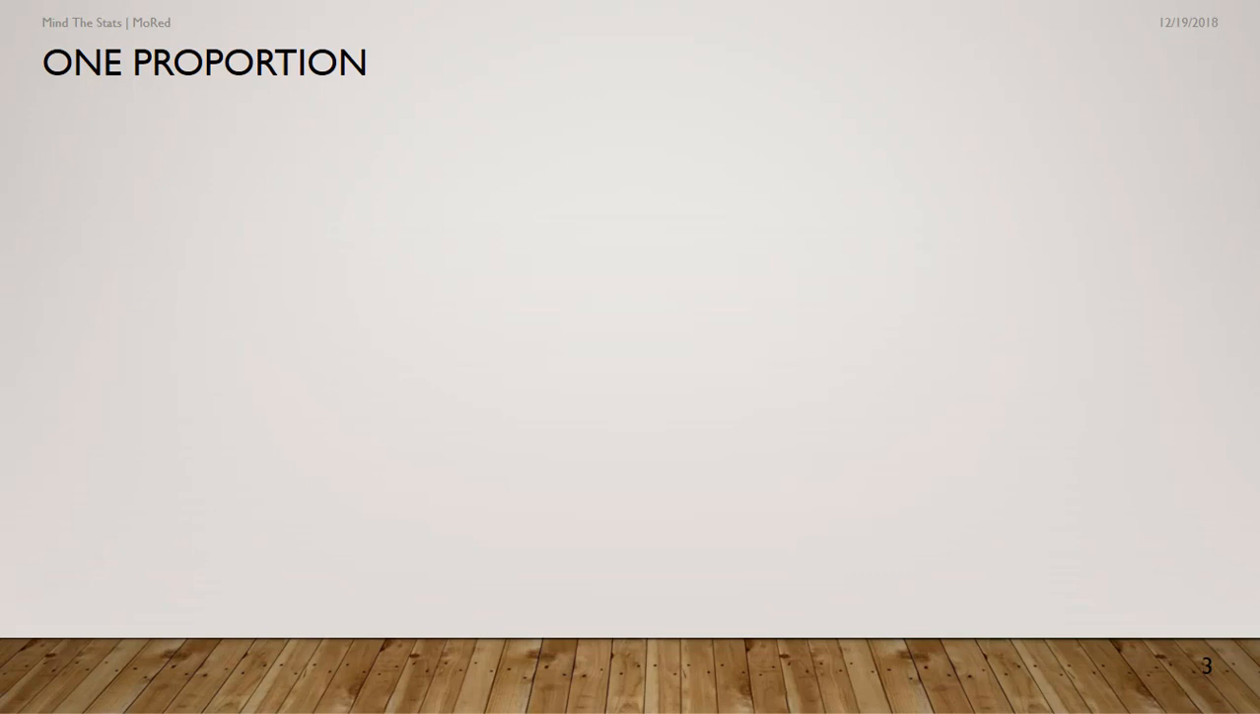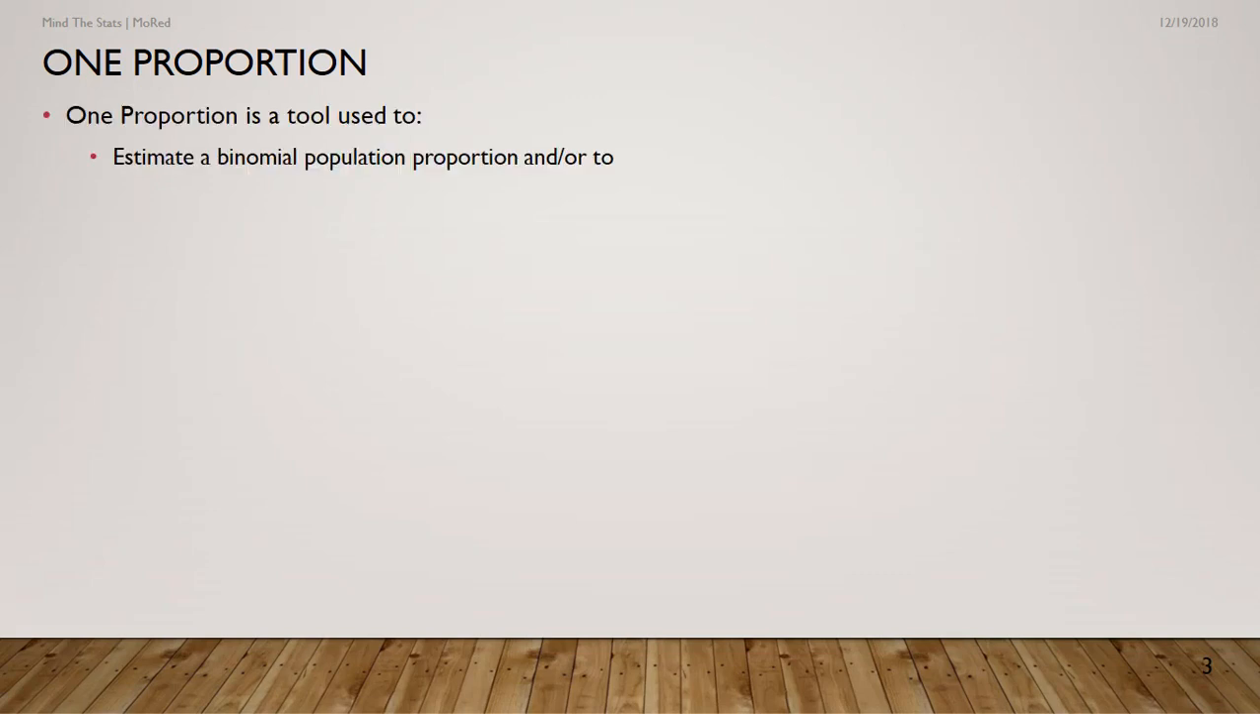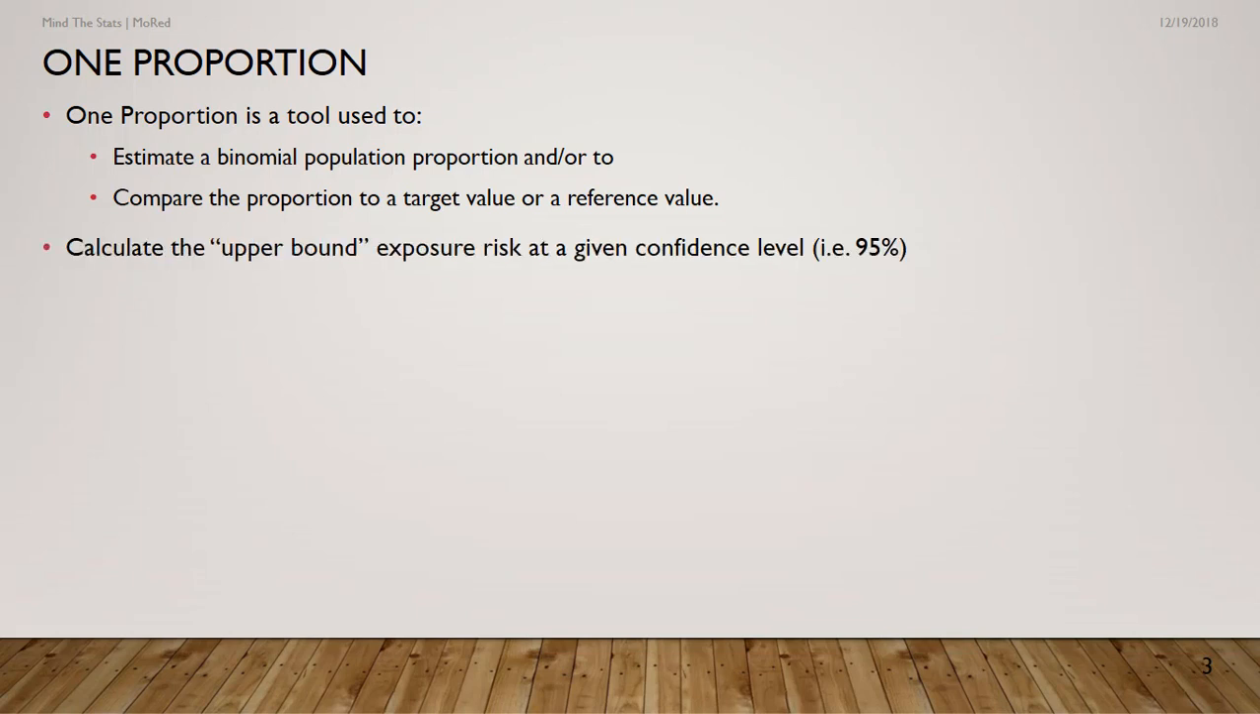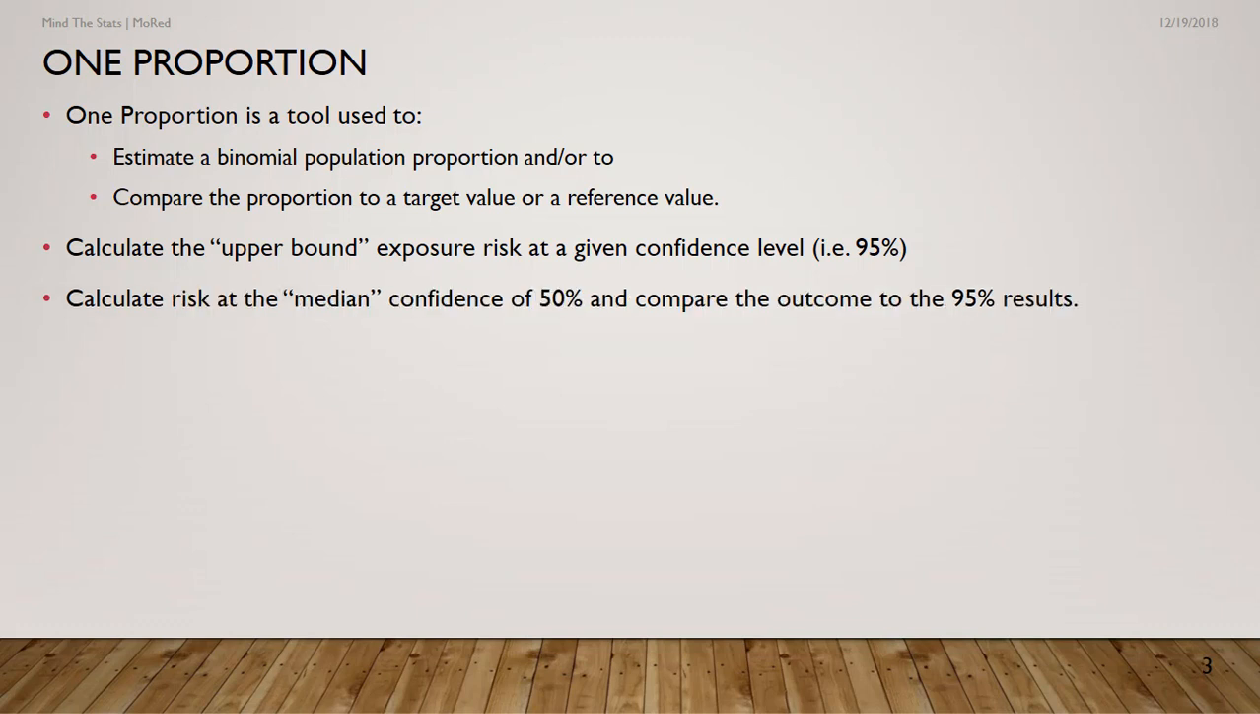One proportion is a tool used to estimate a binomial population proportion and compare that proportion to a target value or reference value. In this section we'll only use it for estimation but not for the comparison. We'll go over comparisons when we get to hypothesis testing. We'll calculate the exposure risk at a given confidence level. This is called the upper bound. We'll also look at the median confidence of 50% and compare that outcome to the 95% results.